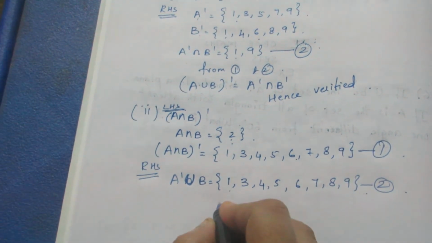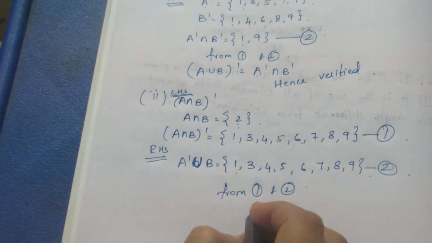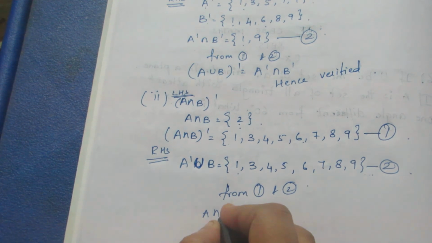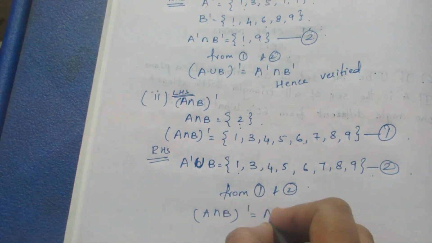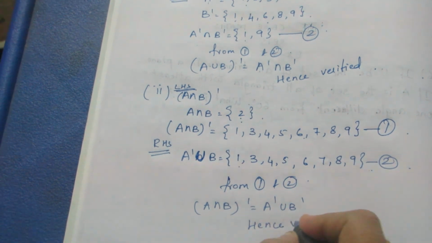So from 1 and 2, seeing 1 and 2, we come to know that (A intersection B) complement is equal to A complement union B complement. So we need to write hence verified.